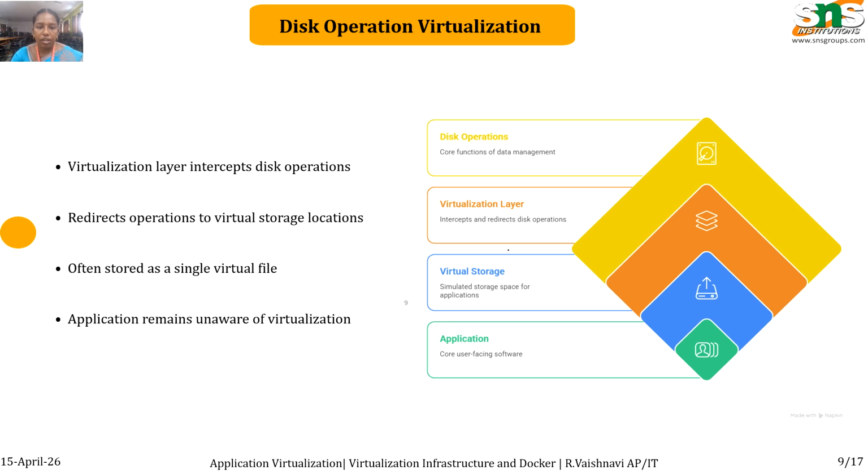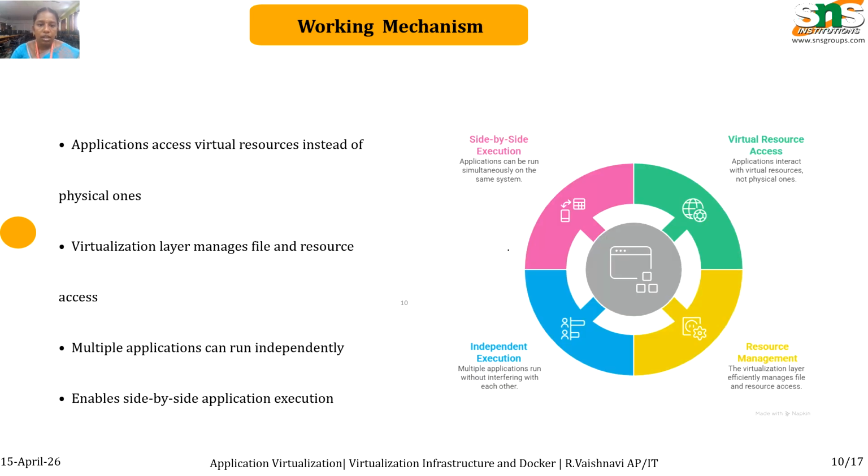Next is disk operation virtualization. Here, the virtualization layer intercepts the disk operations. It redirects the operations to virtual storage locations, and often stores them as a single virtual file. The application remains unaware of the virtualization. Next is the working mechanism. The application accesses virtual resources instead of physical ones. The virtualization layer manages the files and resource accesses, and then multiple applications can run independently. It enables side-by-side application execution.